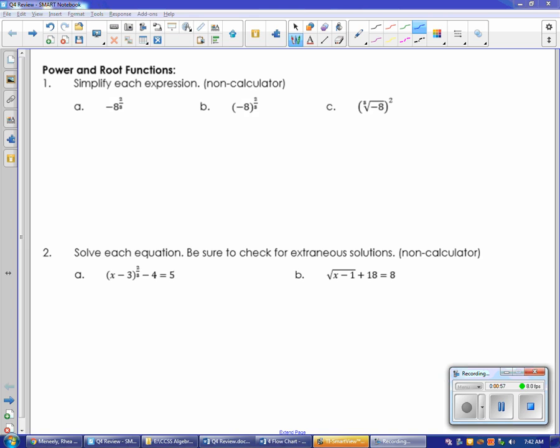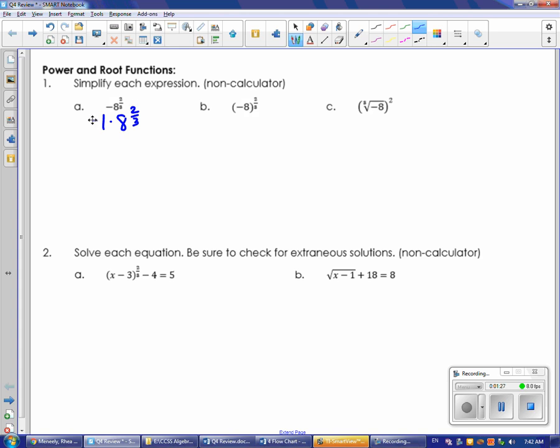You'll notice in letter A and letter B, in letter A we don't have parentheses around the -8, but in letter B we do. In letter A, it's really important when you don't see the parentheses. This expression is telling you to take the opposite of 8 to the 2/3. So the negative is something that's actually on the outside, and it's not going to be impacted by the exponent. Another way to look at this is to look at it as -1 times 8 to the 2/3.